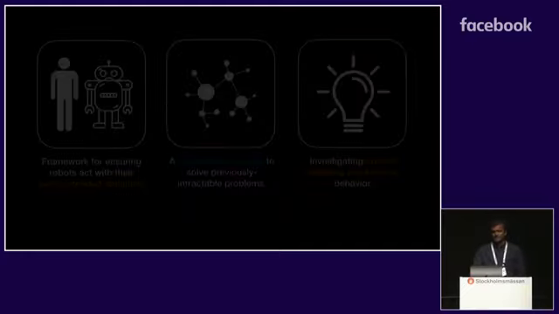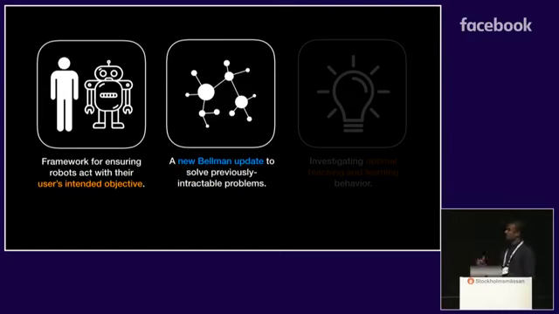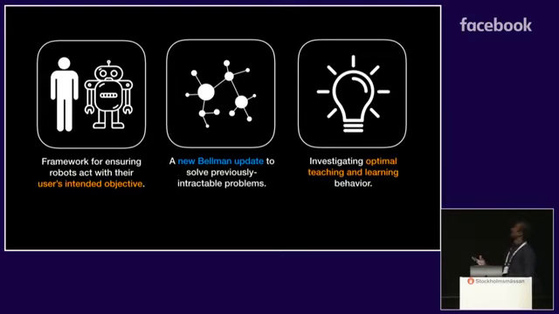And yeah, just wrapping up now. So today we talked about Cyril, which is a framework for ensuring robots act with their user intent objective. We talked about some recent work we did to derive a new Bellman update that generalizes the problem and reduces the complexity, making it possible to solve somewhat realistic problems. And finally, we looked a little bit into investigating optimal teaching and learning behavior.